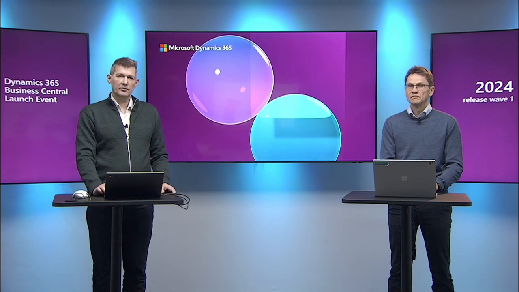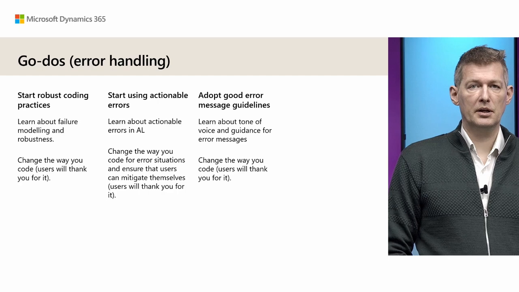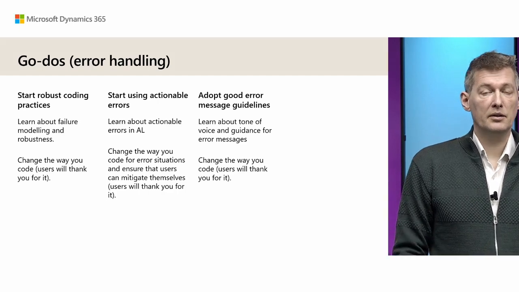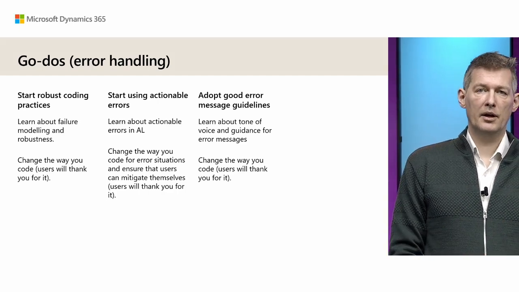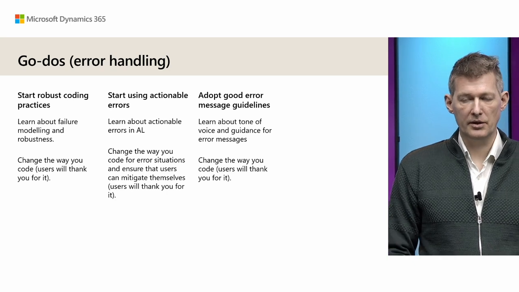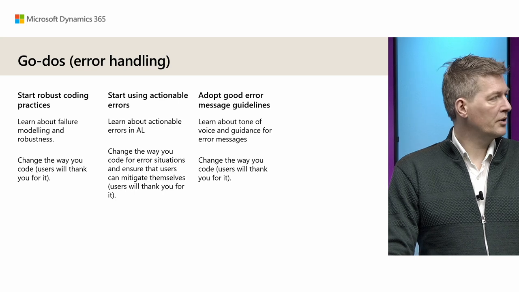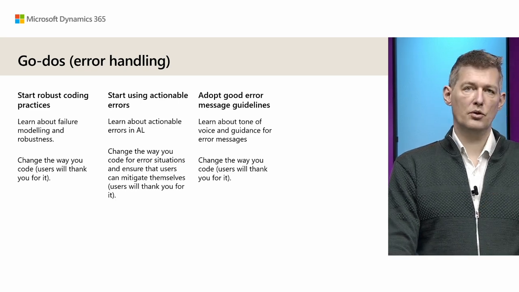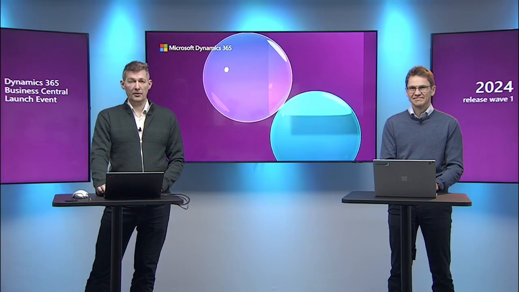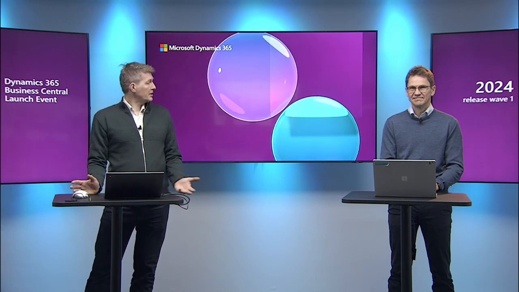And for error handling, really think about using robust coding practices and failure modeling. Start using actionable errors where it makes sense, and adopt these new error message guidelines so that users have a better experience should your code make an error. That's it.